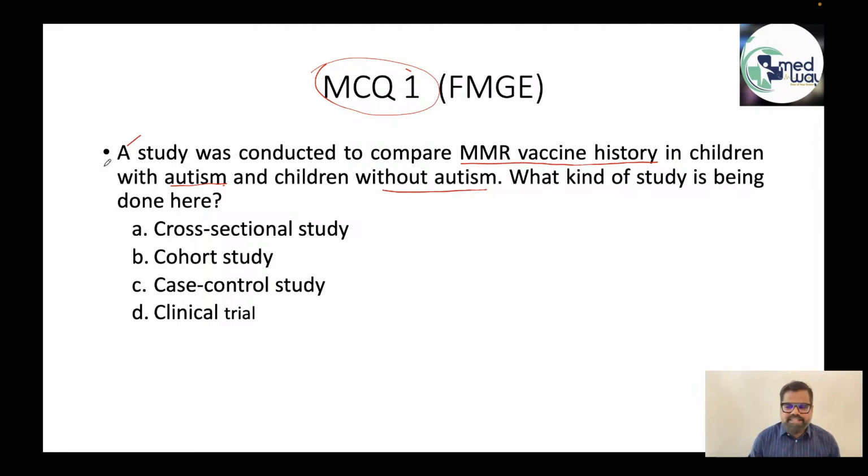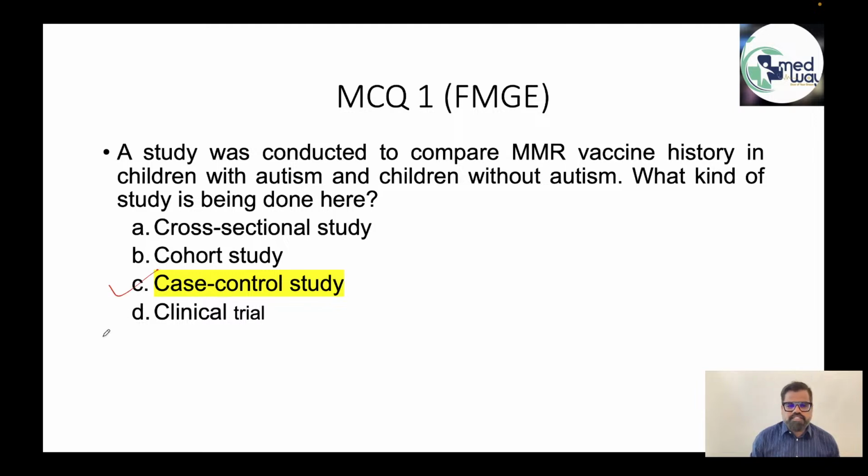What kind of study is being done here? The question says there are children who are suffering from autism, and there are children who are not. Children suffering from autism are already cases. Can I consider them as cases? Those who are not suffering from autism, can I consider them as controls? So there is a study going on between case and control. Looking at the options, it cannot be cross-sectional, it cannot be cohort, it cannot be clinical trial. It is a classic example of case control study, because children are already suffering from the disease, and we have taken controls from those children who are not suffering from autism. So the answer is case control study.